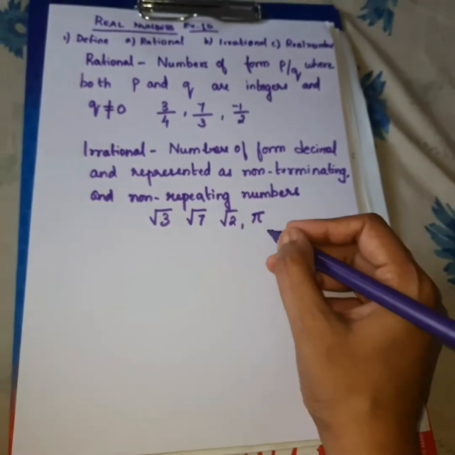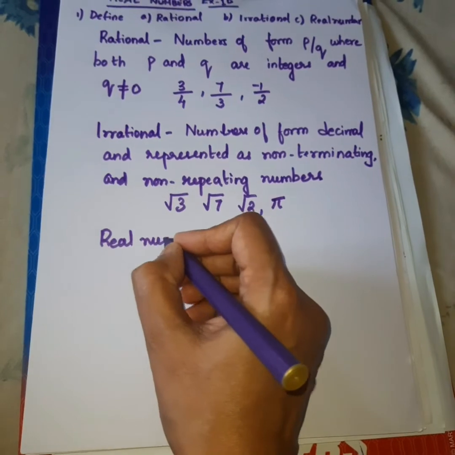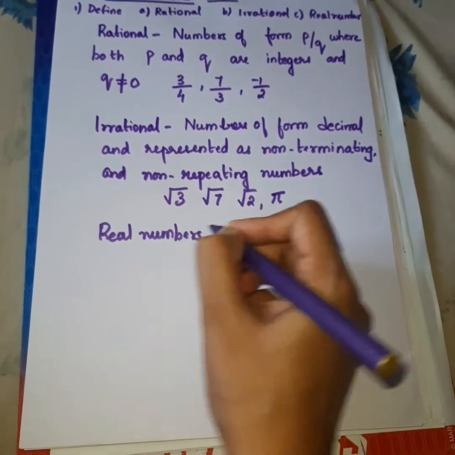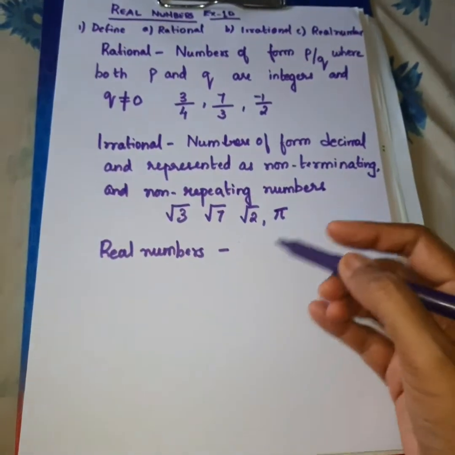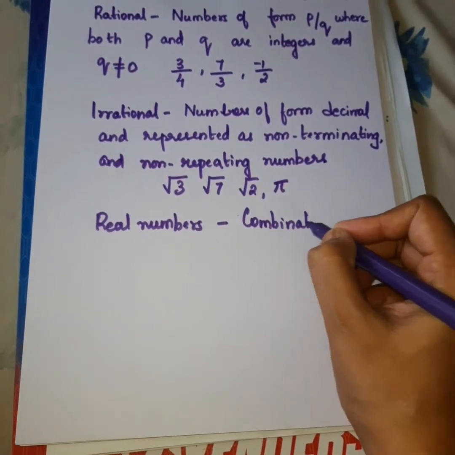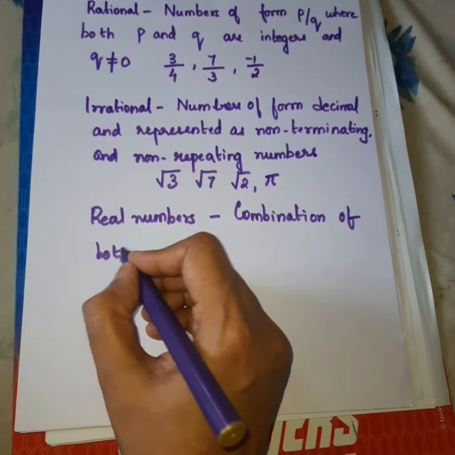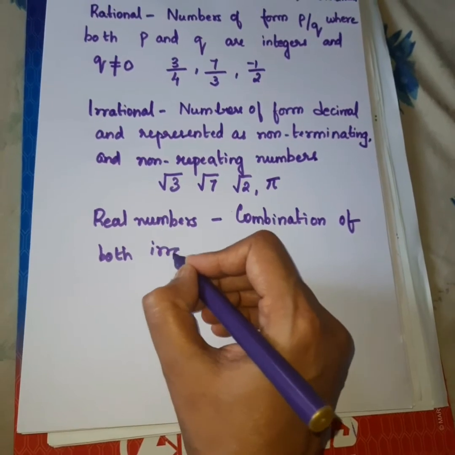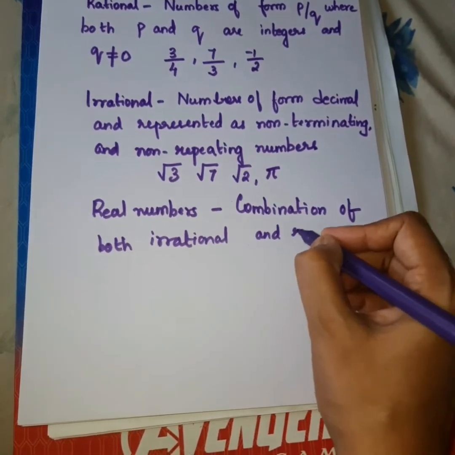Next, the real numbers are the combination of both rational and irrational numbers. It can be of the form 2 plus square root of 3, 2 minus square root of 5. So it can be a combination of both rational and irrational numbers.